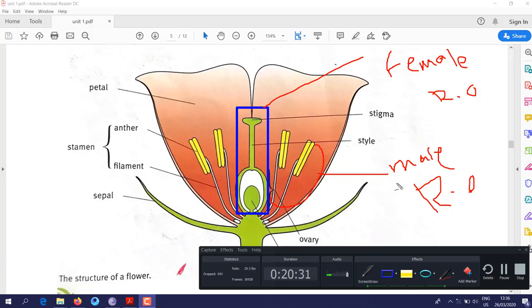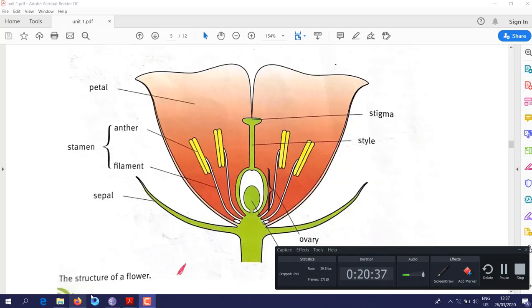Okay, now let's see what the function of each part is. Firstly, let's take a look at all the parts of it. As we said, we have the male reproductive organ and the female reproductive organ. Then, in addition to these two main organs, we have other parts.